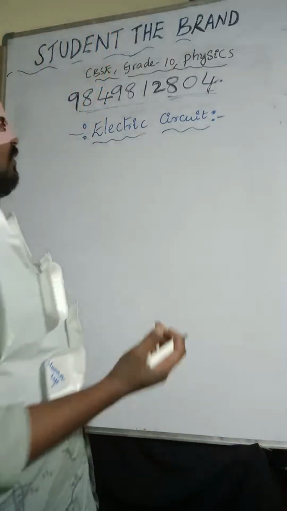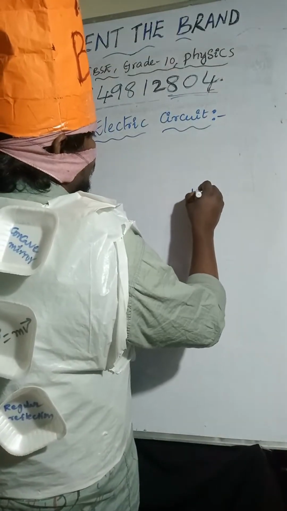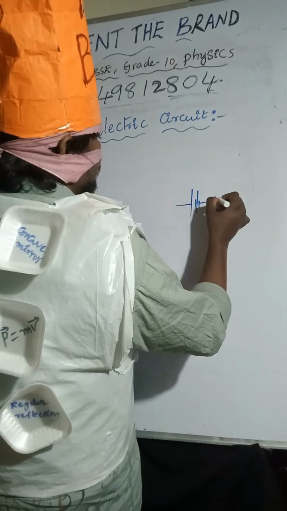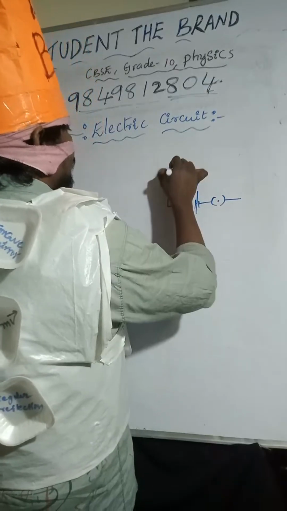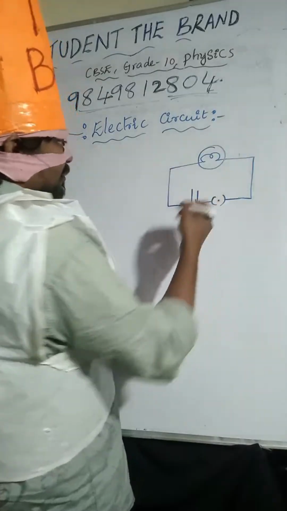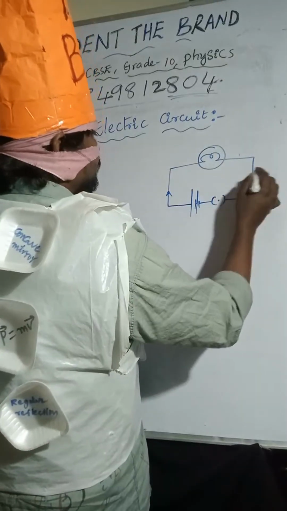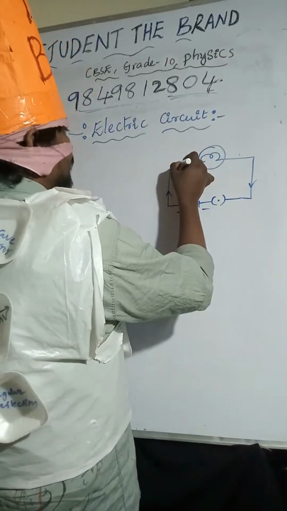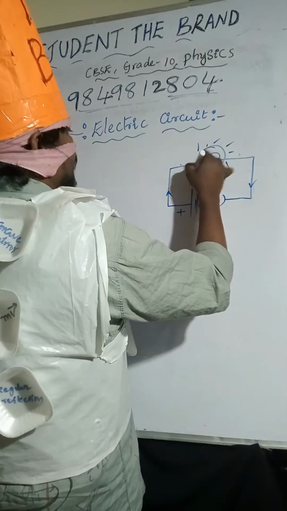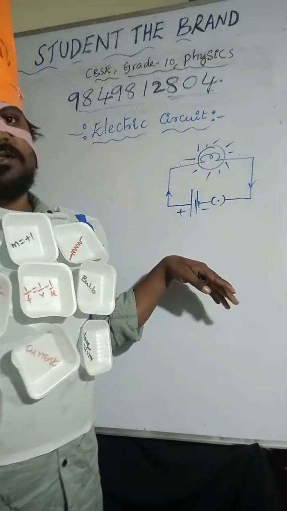Here, I'll take the cell. Two or more cells added make a battery. Then a closed switch, and next one bulb. So bulb symbol. Current is passing from positive terminal to negative terminal. So the bulb is glowing because the circuit is closed.